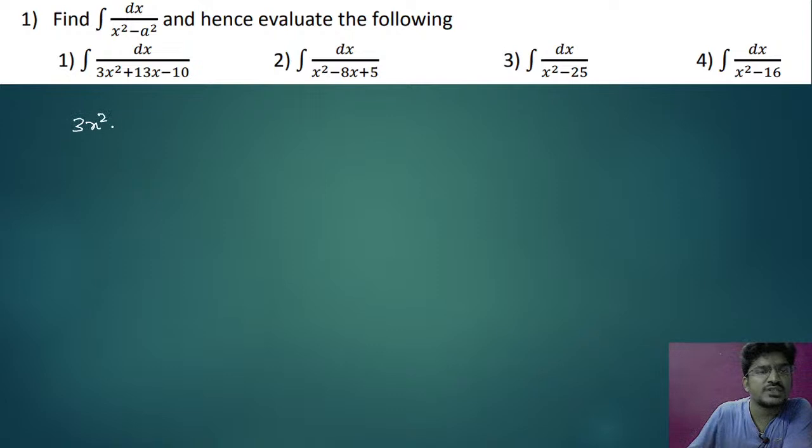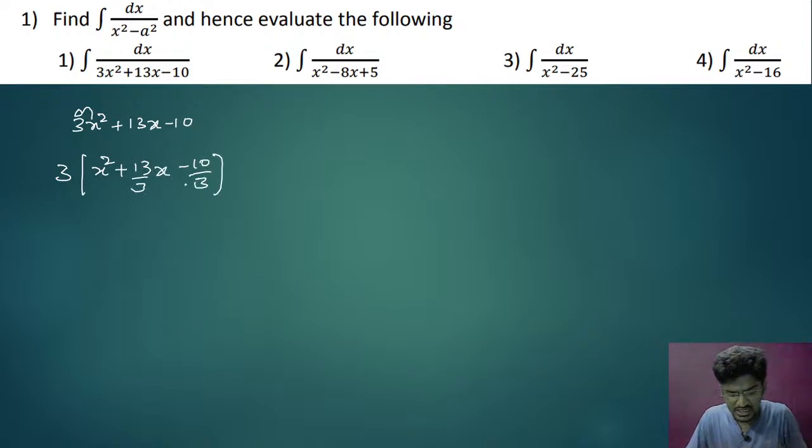Concentrate. 3x squared plus 13x minus 10. How to simplify this algebraic equation? You just see. Whatever the x squared coefficient is, you take it outside. It may be 1, it may be minus 1, it may be 3. Write the remaining terms, x squared. So if 3 is taken outside, it will be 13 by 3 into x minus 10 by 3. I think everyone can understand this. If I take 3 as common, these are the remaining terms.